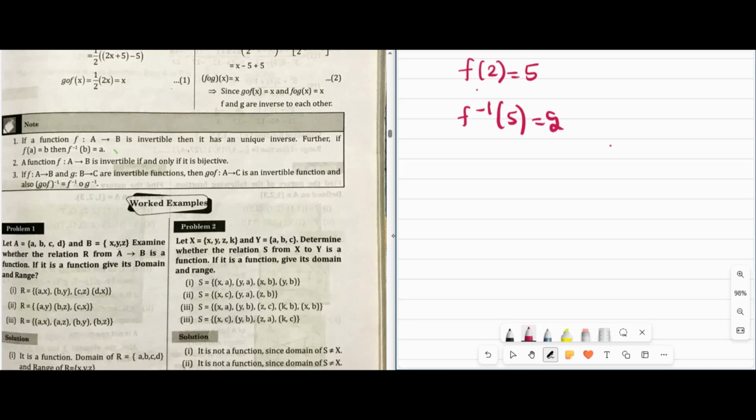Then, a function from A to B is invertible if and only if it is bijective. We can find its inverse only when it is bijective. Then, if f is from A to B and g is from B to C and both are invertible functions, then the inverse of g of f is equal to f inverse of g inverse.